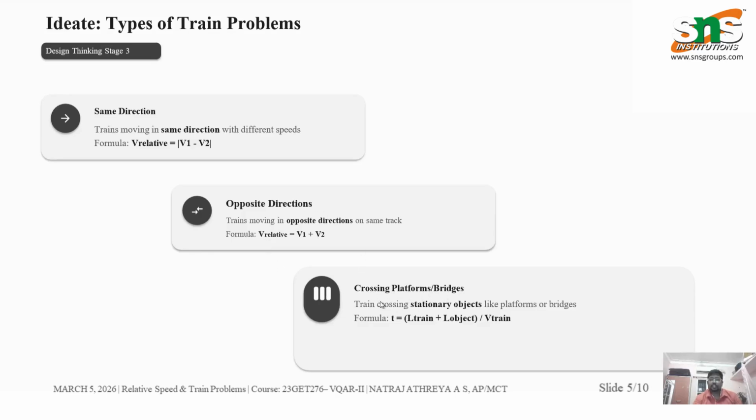Then we have crossing platforms or bridges, these sorts of problems where the train is crossing stationary objects like platforms or bridges. So the time taken for the train to cross this is T is equal to L of train plus L of object, length of the train plus length of object, divided by velocity of train.